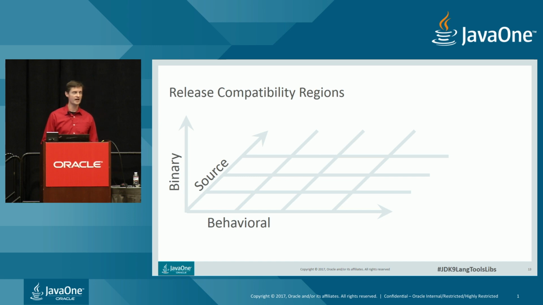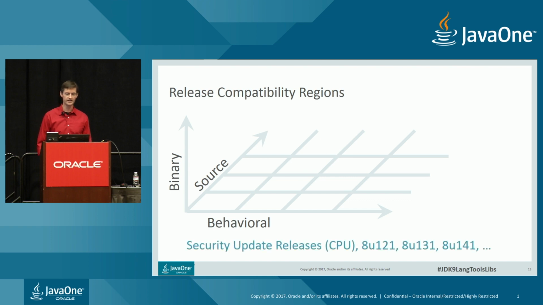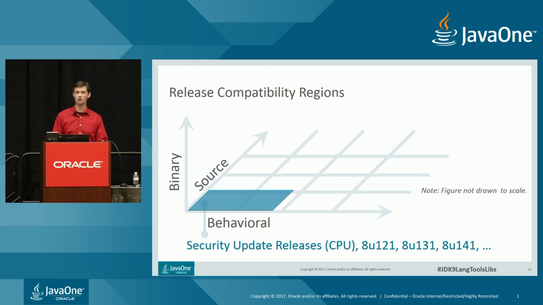So we have three kinds of compatibility: source, binary, and behavioral. And if we remember back in physics class, we could graph this as a three-dimensional diagram. And different kinds of releases have different kinds of compatibility regions that are acceptable. So if we take, say, the security update releases, those quarterly releases that come out 4 times a year, they have a very small region to make changes. There's some behavioral change, of course, because we want to fix the vulnerability, and maybe there's a little bit of source compatibility for a JDK-specific API.